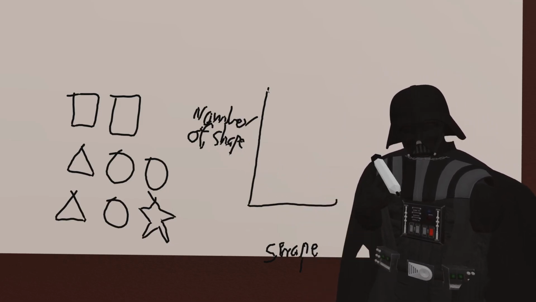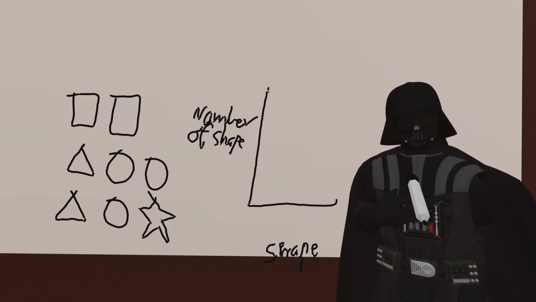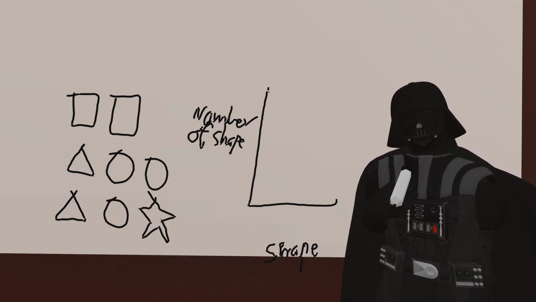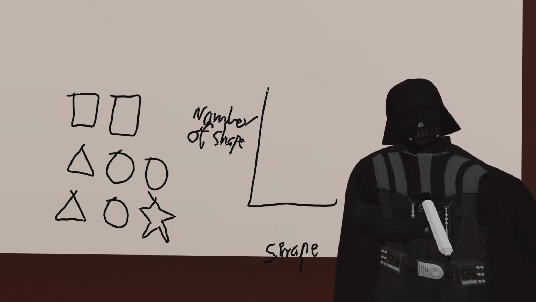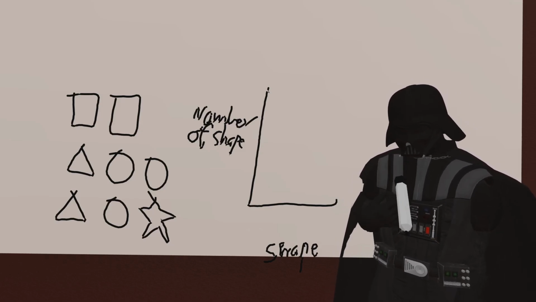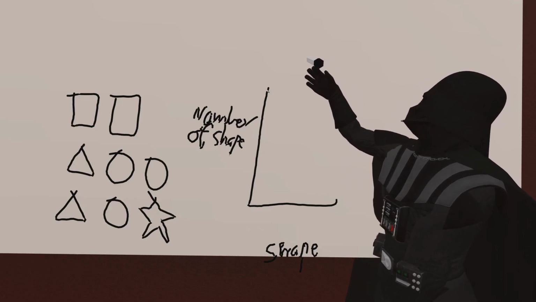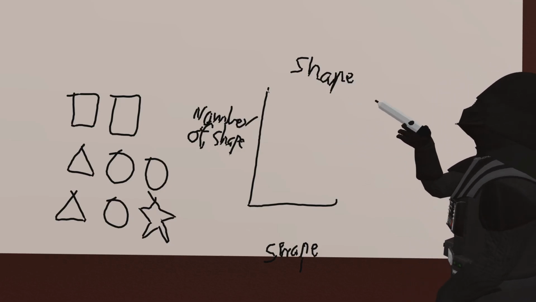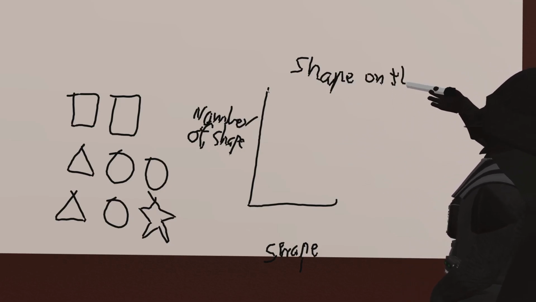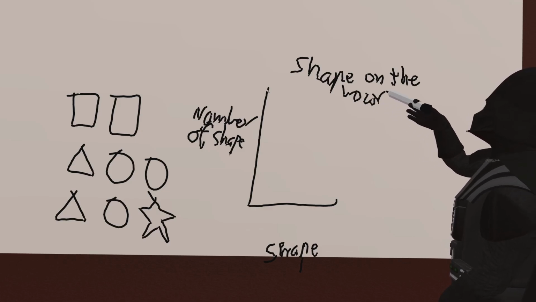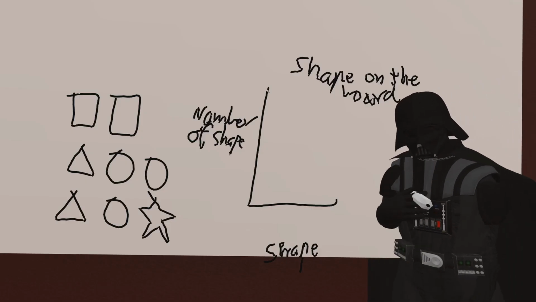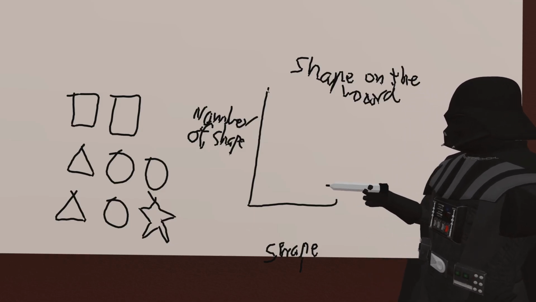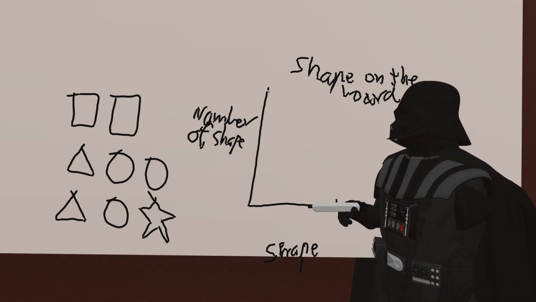So now that we have our 2 labels, let's look at a heading. What would the heading be? Well, it could be shapes on a board. Whatever you think fits. So let's write that here. Shapes on the board. So let's have a look. We need to see what we've got.